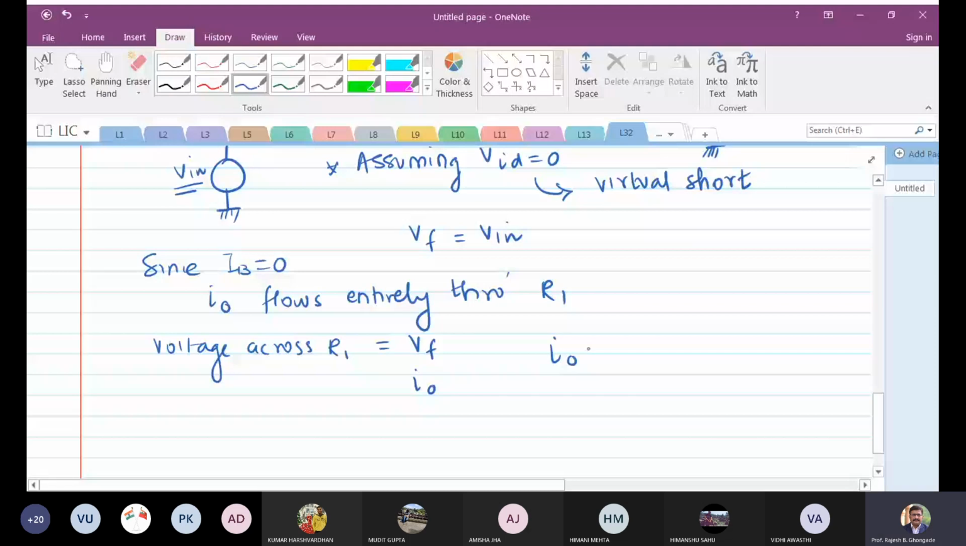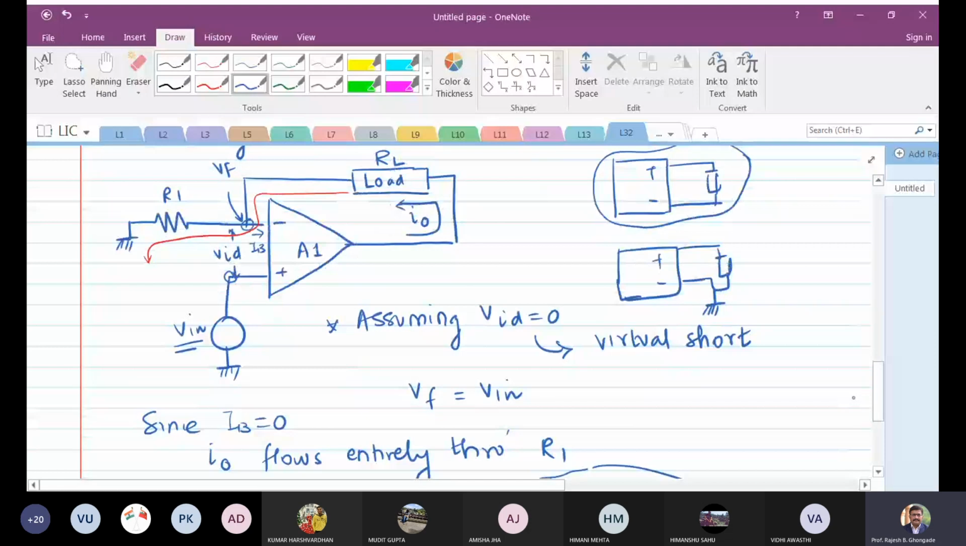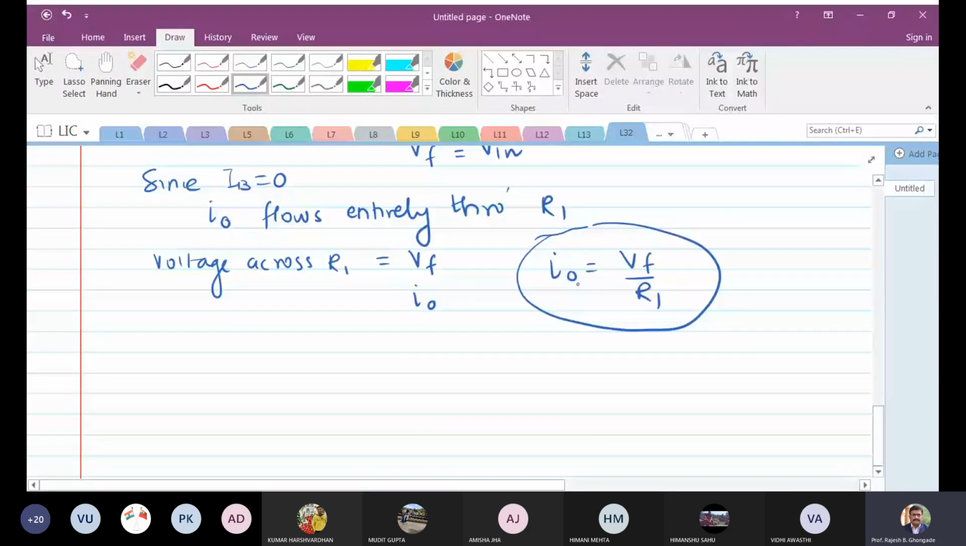Getting this? Look at the voltage across R1. It is VF. Current flowing through that is I naught. So naturally I naught can be calculated as VF by R1. But what is VF? Sir, V in. So I can replace it here and simply get a very important result. What does this say?